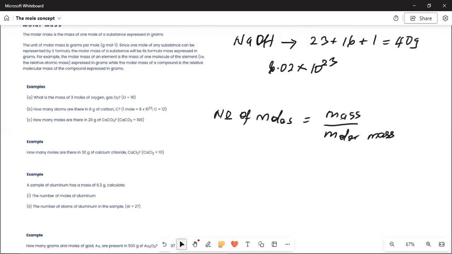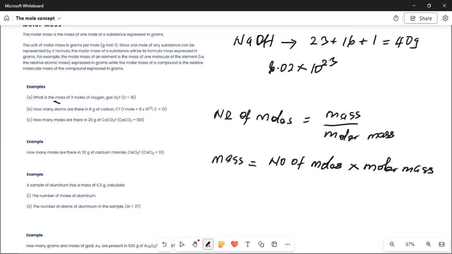As I was saying before the network disconnected, if number of moles is equal to mass over molar mass, and the question is asking us to calculate the mass of 3 moles, then if I make mass the subject of the equation, mass will be number of moles times molar mass. The question says 3 moles of oxygen. By the way, what is the molar mass of oxygen? We say molar mass of a substance is the mass of 1 mole of it expressed in grams.